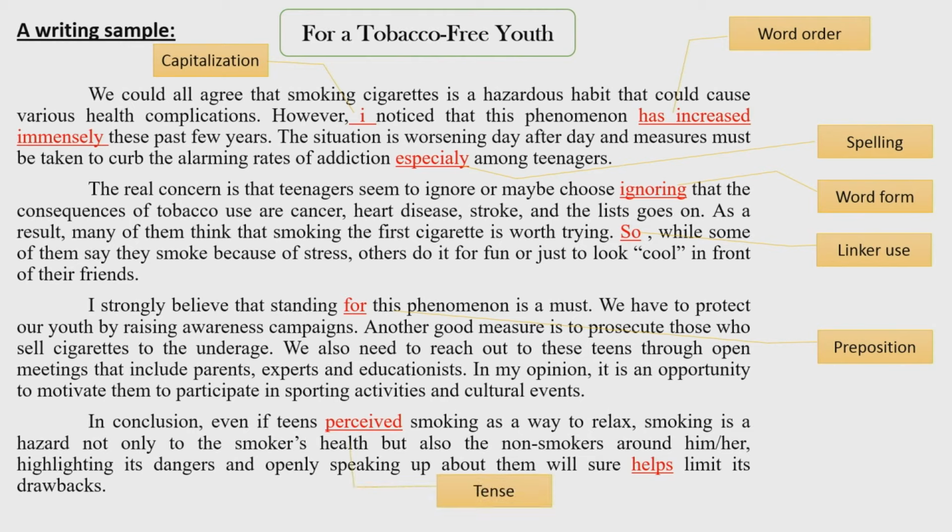There's a mistake in the use of tense here. In conclusion, even if teens perceived smoking as a way to relax, there is no need to use the simple past here. Normally we'll use the present. And of course, a verb form mistake. It is always a base form after modals, so "will sure help limit its drawbacks".